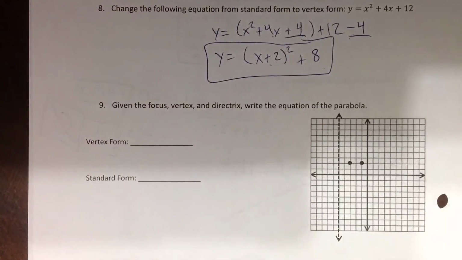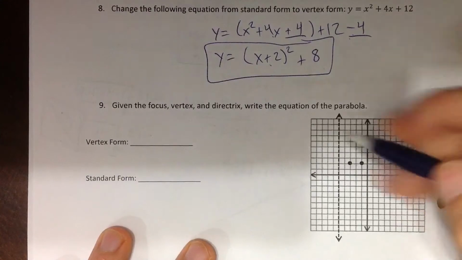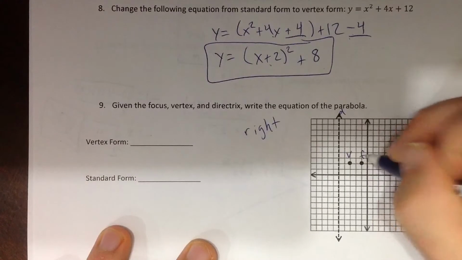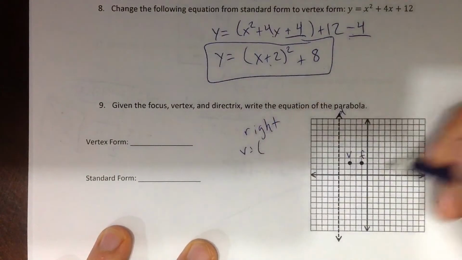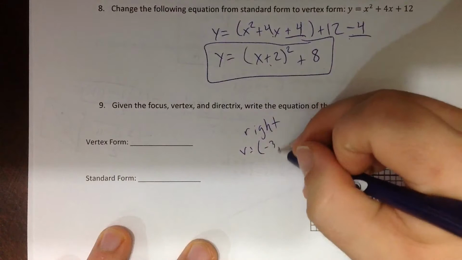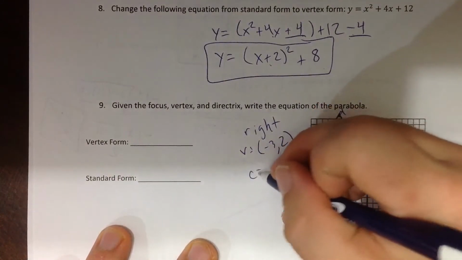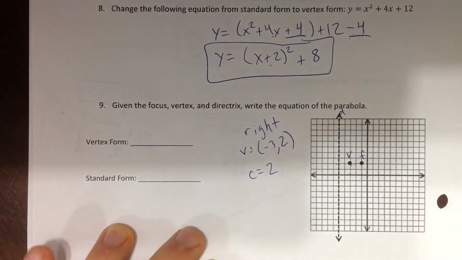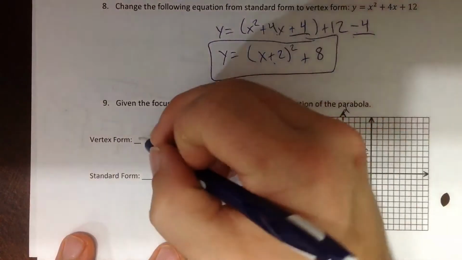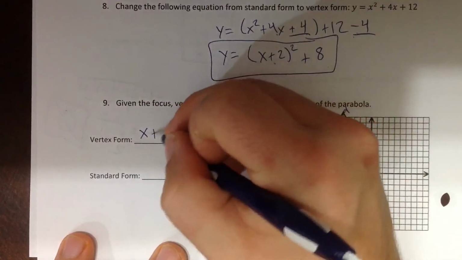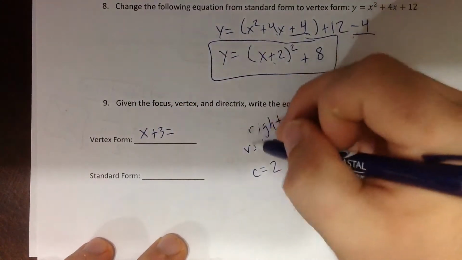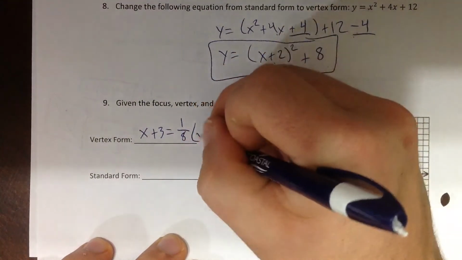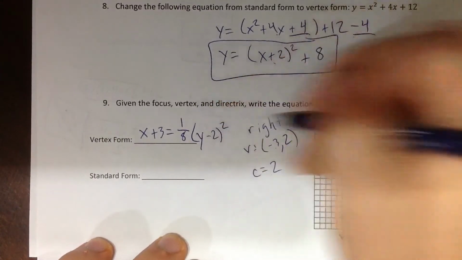Alright, number 9, vertex form and standard form. First off, I know this goes to the right. This is my directrix, this is my vertex, and this is my focus. And so my vertex is negative 3, 2. And my c value is 2, because it goes 2 units from the vertex. Alright, so my vertex form is going to be x, and opposite negative 3 is plus 3 equals, on bottom is 1 over 4 times c, so 1 over 4 times 2 is 8, and then y minus 2 squared.